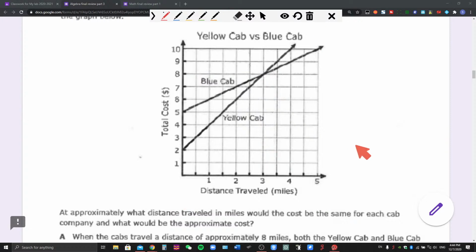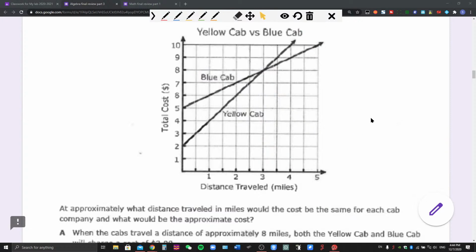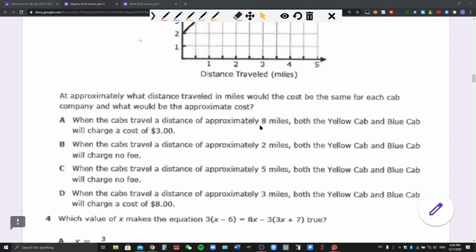Now let's check the options we have. 8 miles, no. So it's 3 miles for $8. So 2 miles, no. 5 miles, no. 3 miles, and the cost is $8. Okay, so the answer will be D. Be mindful about A. A is just they mistook the 8 and 3. 3 miles, $8. Okay, the answer is D.